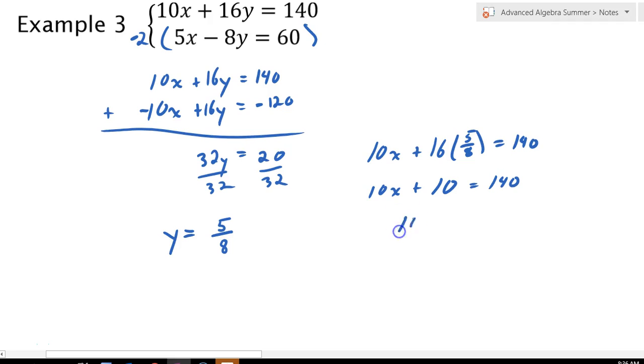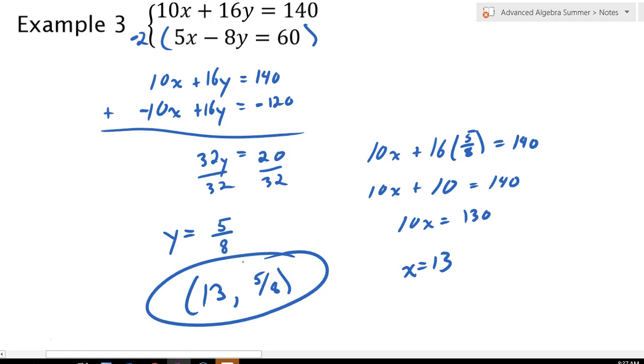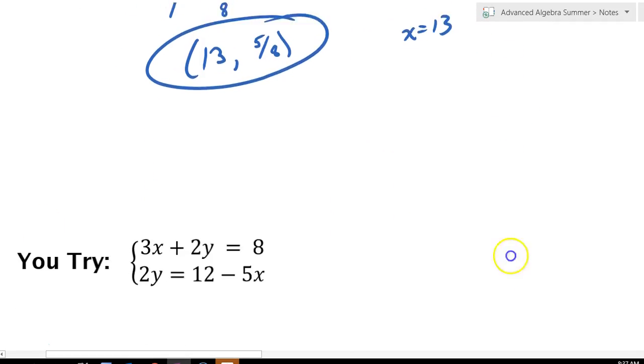We subtract our 10, and I'll get 10x is equal to 130. Divide by 10, and I'll get x is equal to 13. So my answer is this one. Always include our x, comma y, so 13, comma 5 over 8. Alright, moving on.